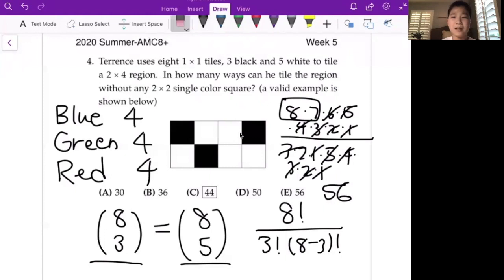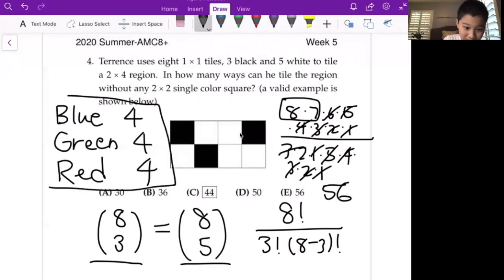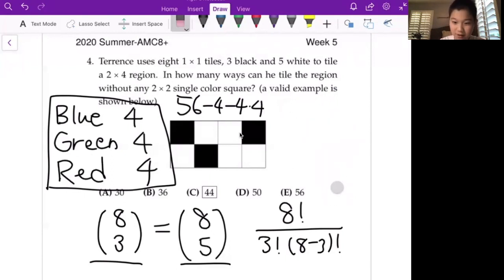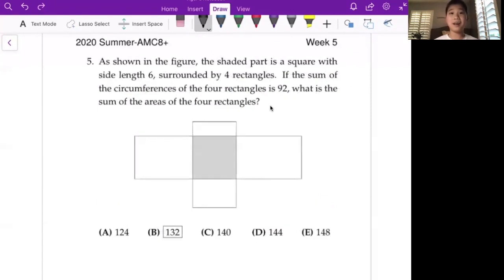So now, complementary counting, you have to subtract these possibilities from the total number of 56. So 56 minus 4 minus 4 minus 4, that is equal to, let's clear some space, drum roll, 44. That's our answer.